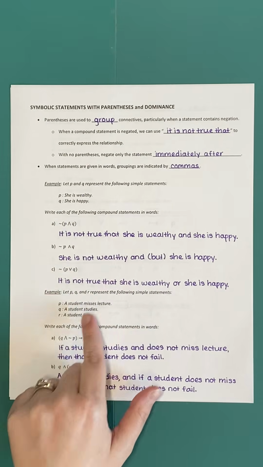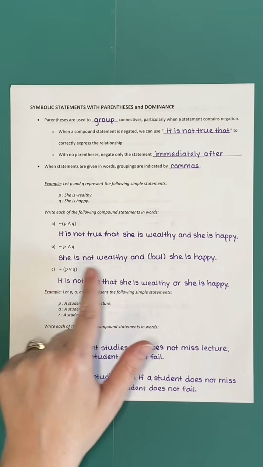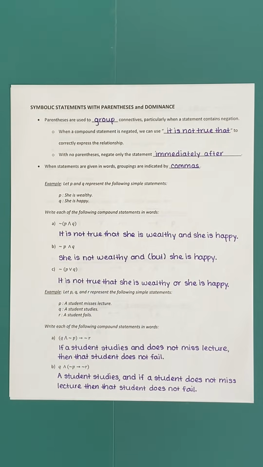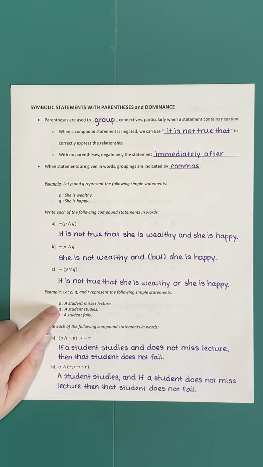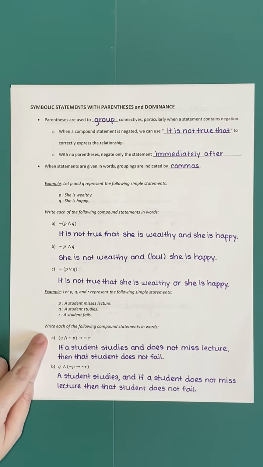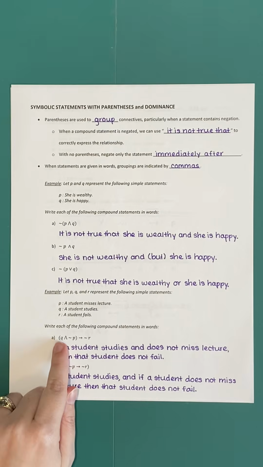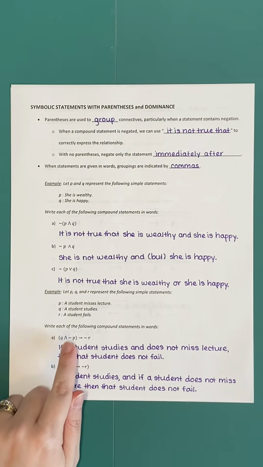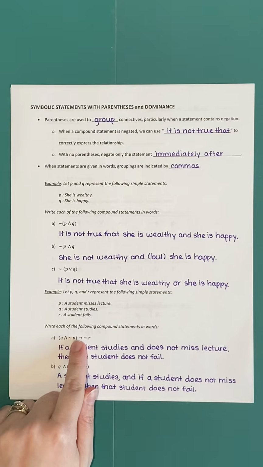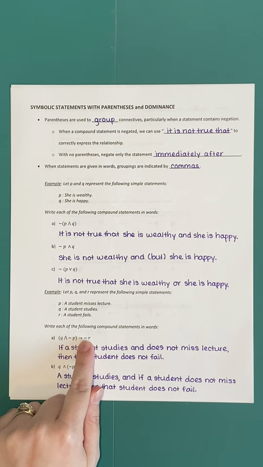If we'd had other things outside of parentheses, either before or after, that's where the commas would come into play. The commas will then group us and show us where the parentheses ended and then where we continue on with the compound statement. So here, P is a student misses lecture, Q is a student studies, R is a student fails. So in words, we want to take these symbolic statements, translate them. So Q and not P implies not R.